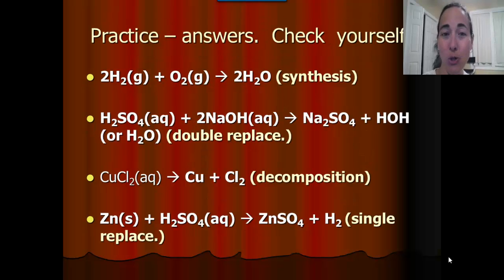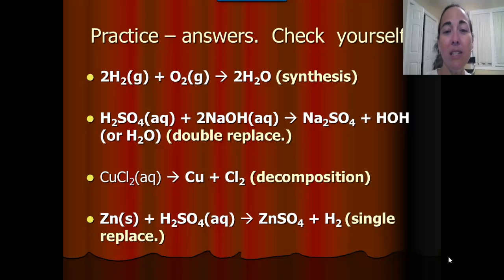Here are the answers. You can check yourself. The hydrogen and the oxygen are 2 elements, so really the only choice for them is to combine. This is a synthesis reaction, and your product is water. In the second one, you have 2 compounds. Remember that the starting material or the reactants for double replacement is 2 compounds. So that's what this one's going to be.